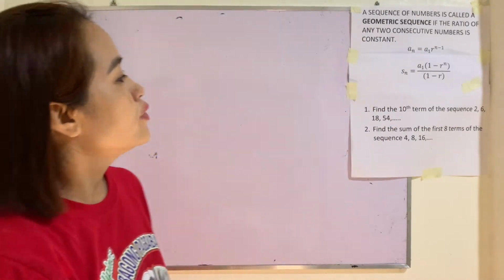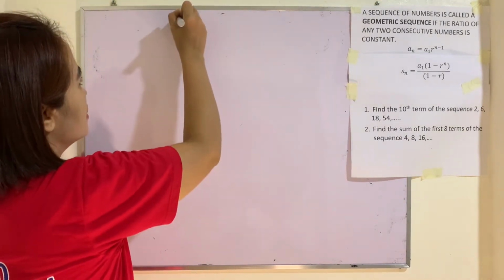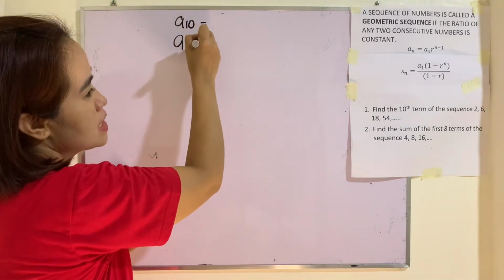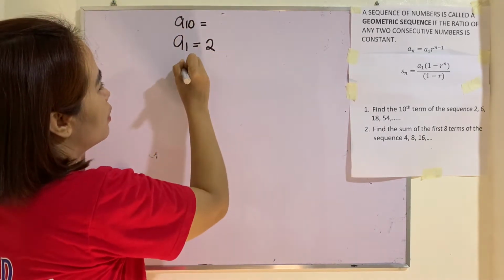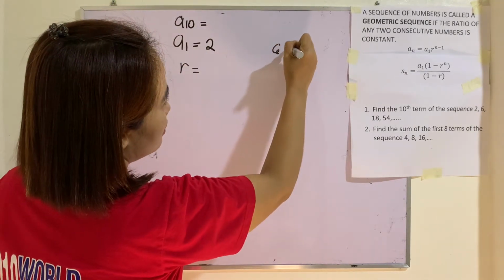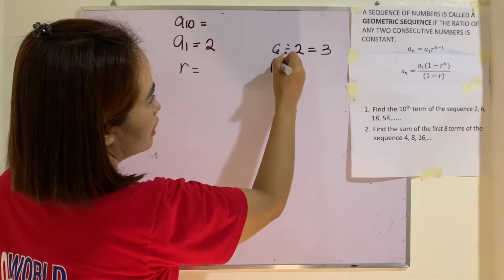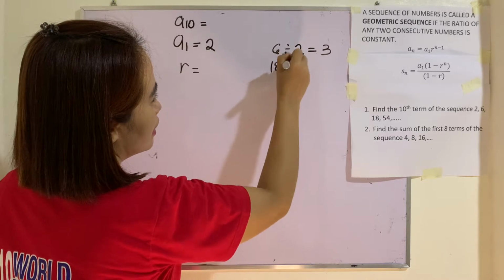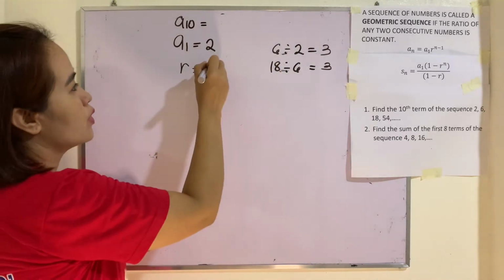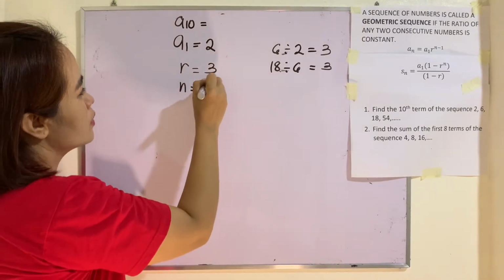Example number 1, find the 10th term of the sequence 2, 6, 18, 54. So we are looking for a sub 10. Our a sub 1 is 2. Our r is, of course, we'll get it, 6 divided by 2, and 18 divided by 6, that's also 3. Our common ratio is 3. And then our n is of course 10.